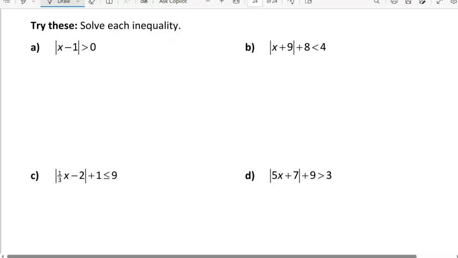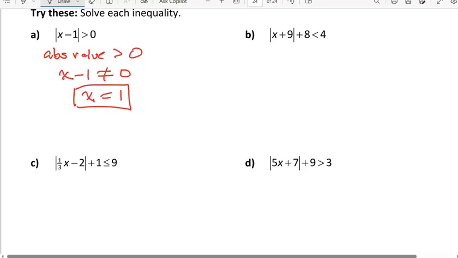So let's try A first. Pause the video while you try A. Alright, this one's a little bit tricky. We have to think about an absolute value being greater than 0. Well, absolute values generally yield a positive number, which is greater than 0, except for when they yield 0.